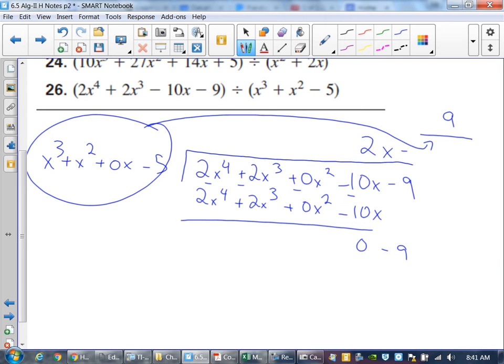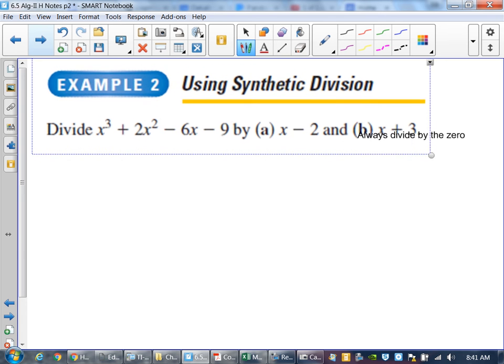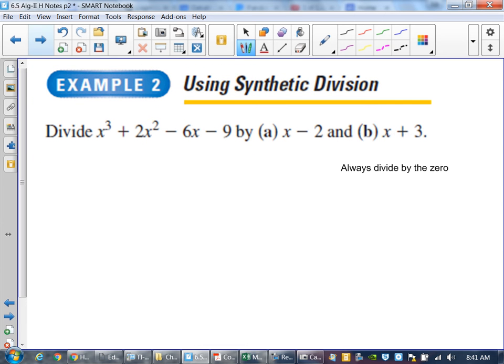Let's add to this with synthetic division. Synthetic division is the most awesome thing in the world. Synthetic division is awesome.